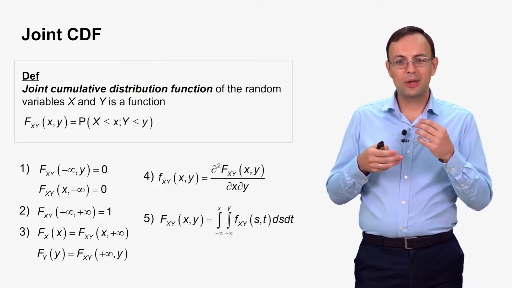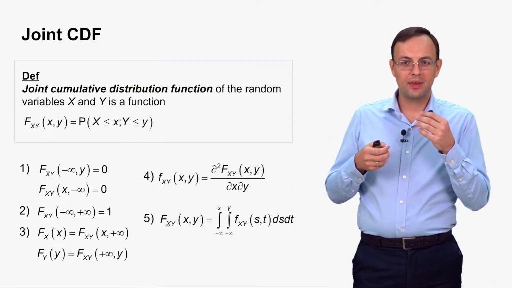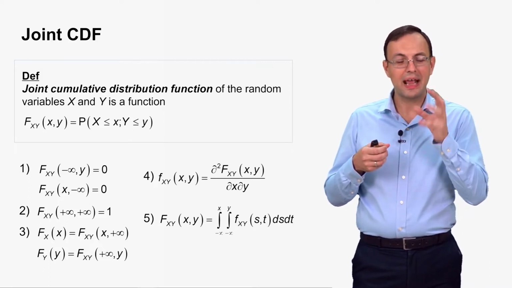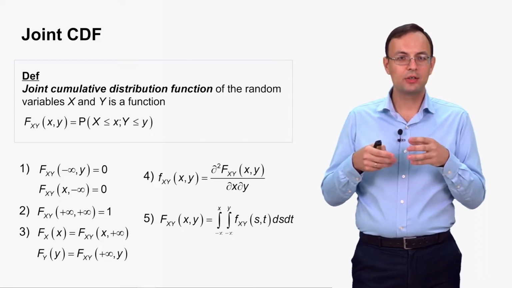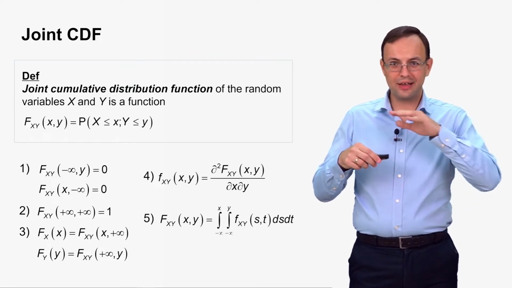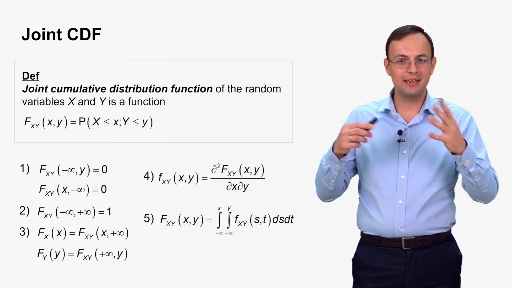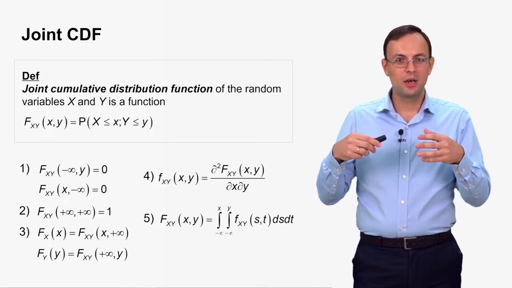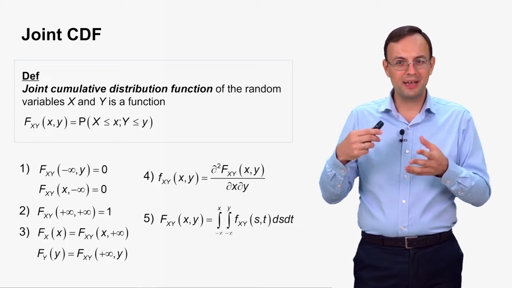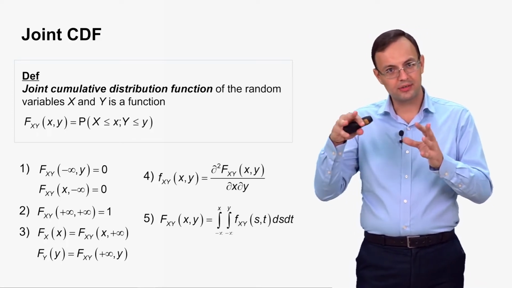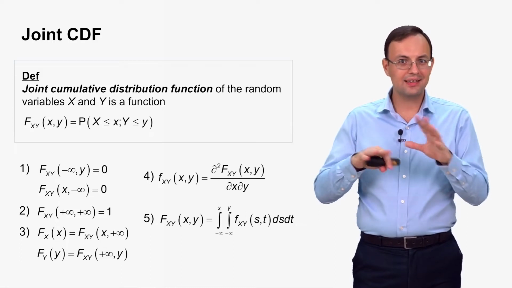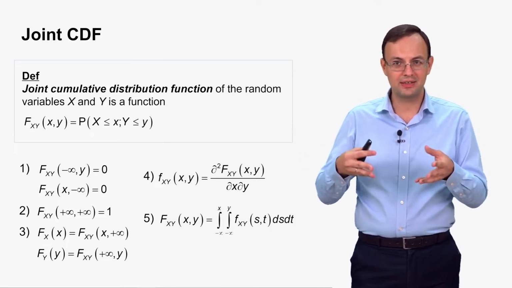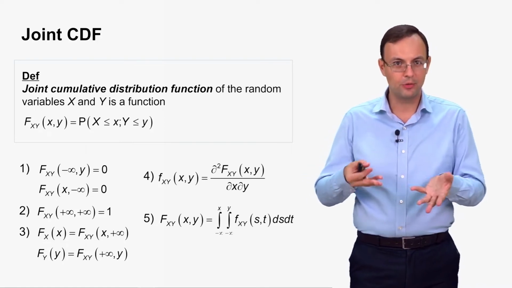So when we substitute plus infinity for x, for example, that means that we agree for any value of x. So any value of x is acceptable. So it means that we are interested in probability that y is less or equal than little y, and x can take any value. Any less or equal than plus infinity. That means simply any value.